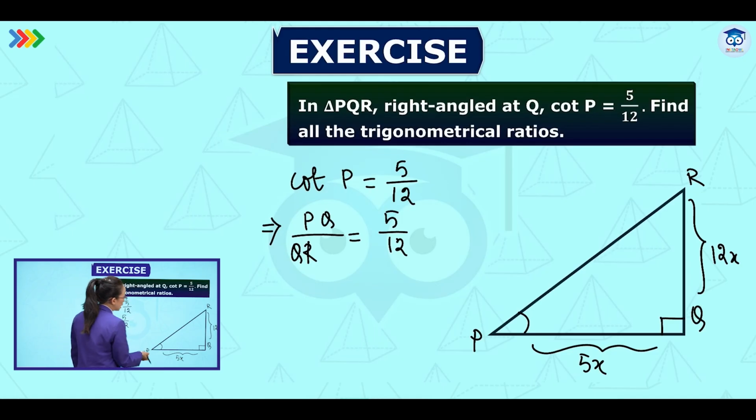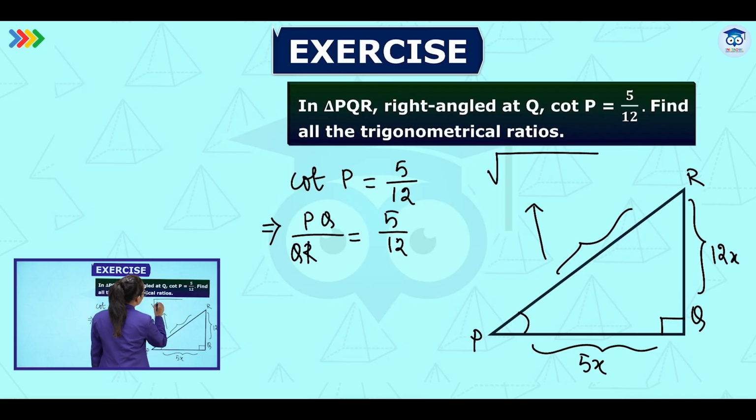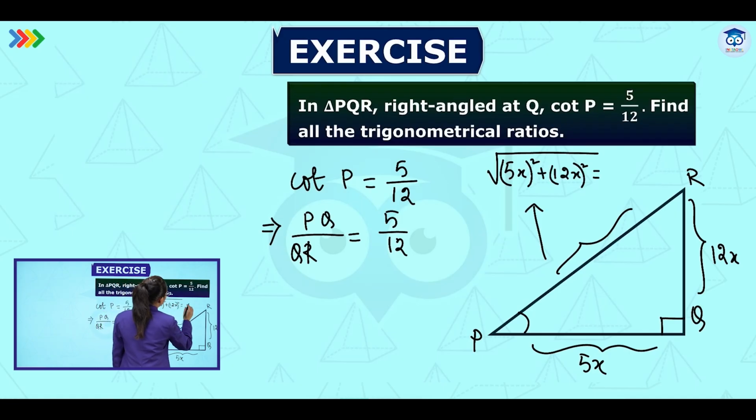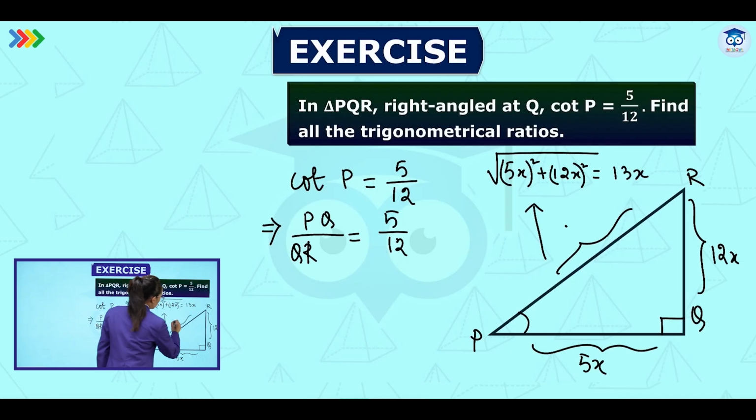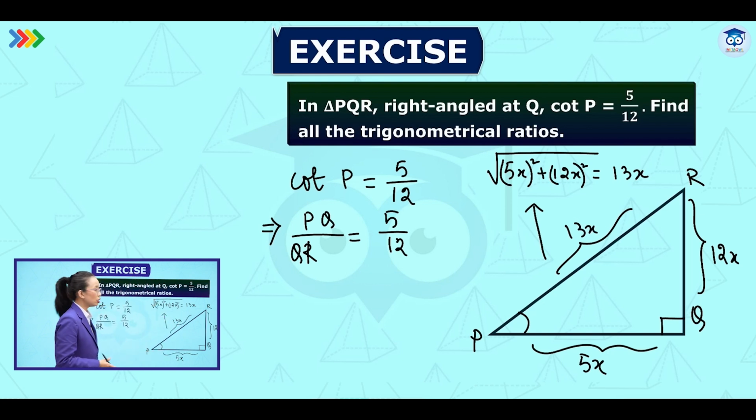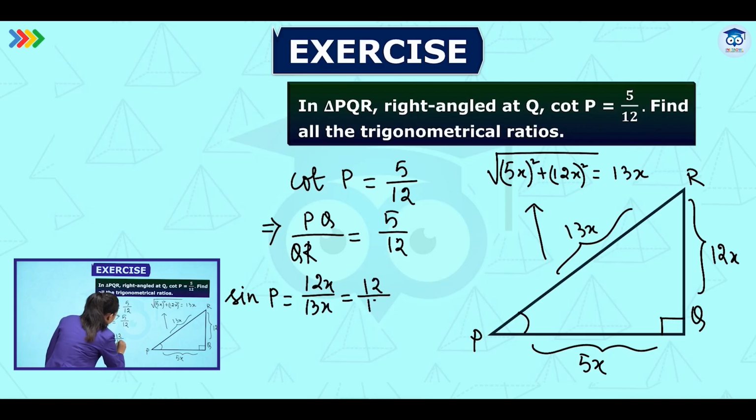Okay? Now we can find the value of this PR. So that is the under root of 5x square plus 12x square, right? So that becomes 13x. Okay? So this is 13x. So you know all the sides, so you can define the trigonometrical ratio of this particular angle, right? Therefore, sin P will be opposite upon hypotenuse, so 12x upon 13x, that is 12 upon 13.